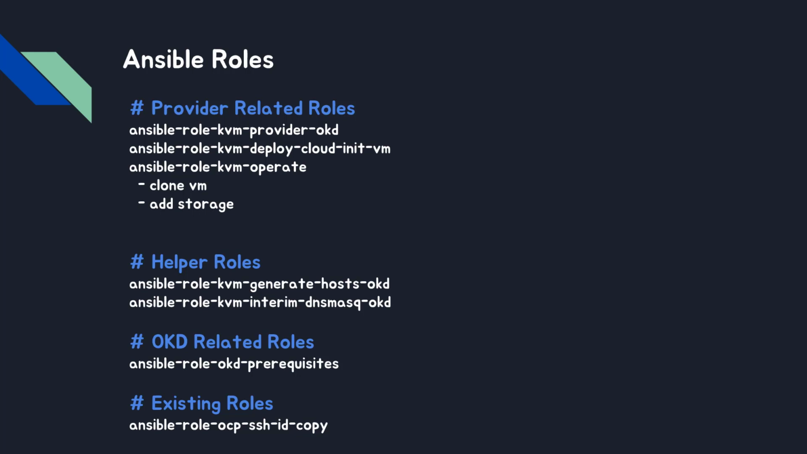An OKD related role: Ansible role OKD prerequisite. With this role, we will meet the requirements for installing OKD. Existing role: I already told you I implemented copy public ID to new node. This role is already published as a Galaxy role, so I'm going to use it: Ansible role ocp ssh id copy.